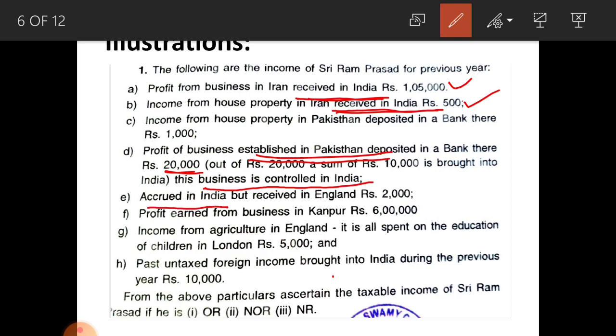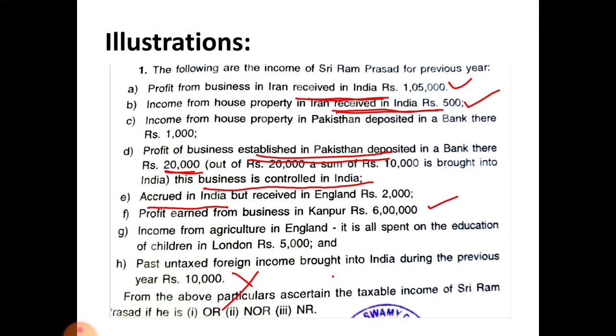Next one, see, profit earned from business in Kanpur. All three categories must pay tax. And next one, income from agricultural land in England. If the land is situated in India, exempt from tax. Here, income from agricultural land in England, ordinary resident must pay tax on such income. Next, past untaxed foreign income brought into India during the previous year, not taxable under all three categories.